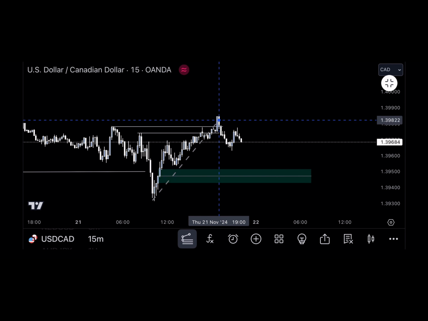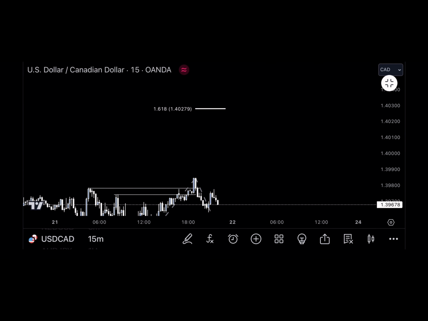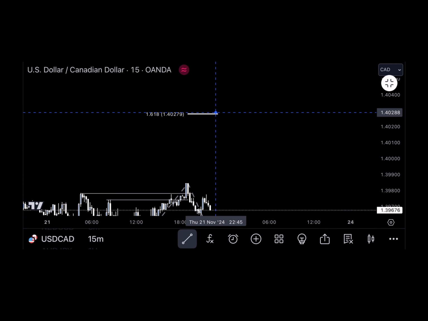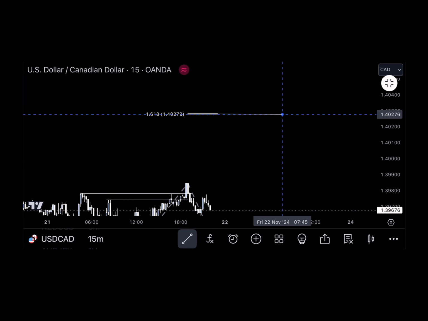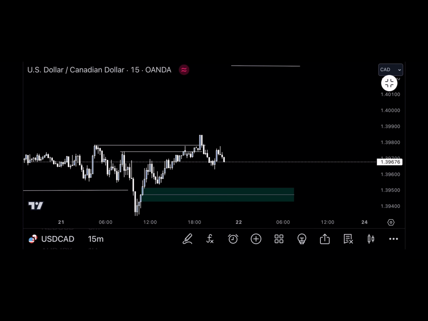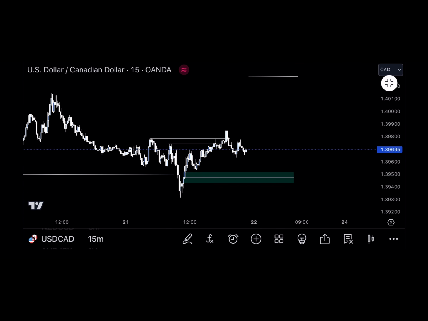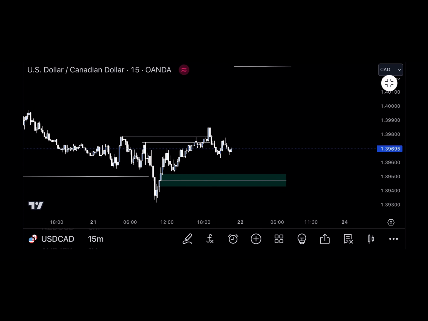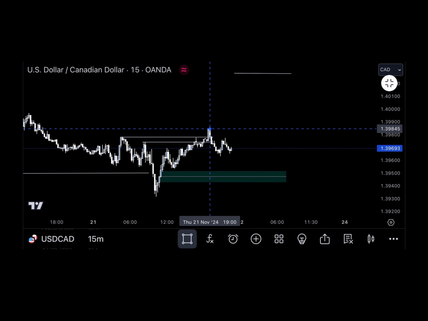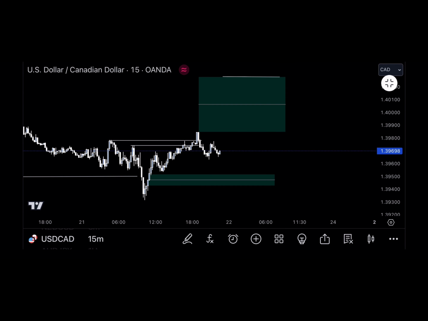This is my fib extension. I bring it out. This shows me where and how I will take my profit in the market. So I mark it out. I do divide it into two, like this, and pick out the middle.